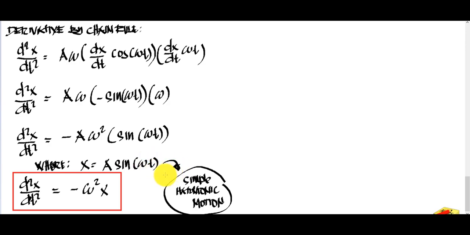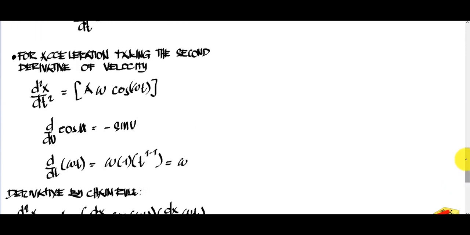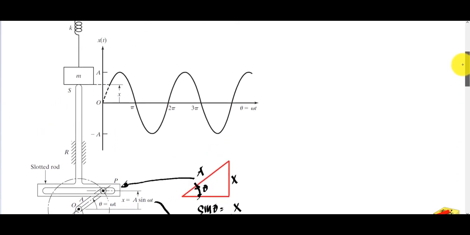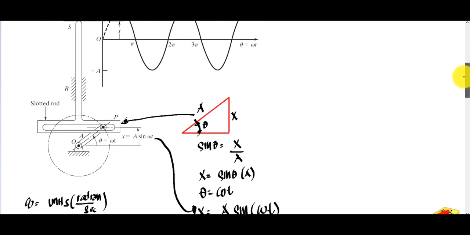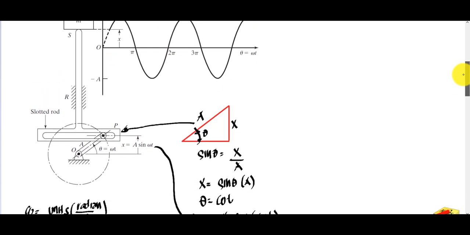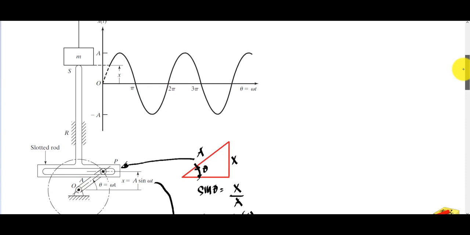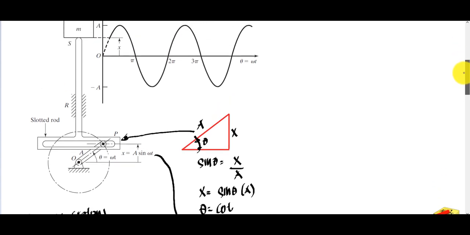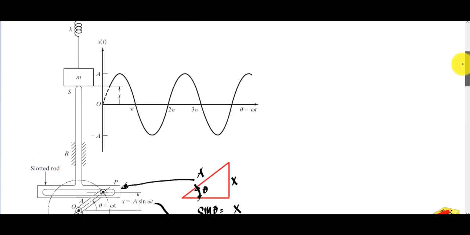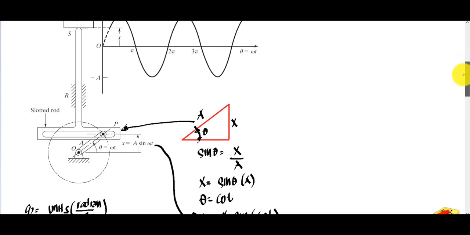Okay. And also the figure that is shown here, which I showed before, is similar, a simple harmonic motion between cyclic motion and sinusoidal motion. Okay, that's it.